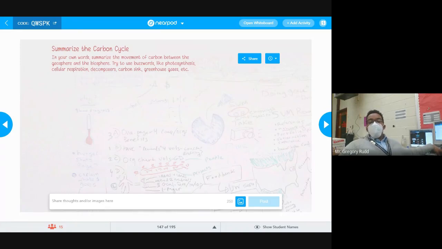Okay, this is another collaborate board. So what I want you all to do here, in your own words, summarize the carbon cycle. So summarize the movement of carbon between the geosphere and the biosphere. Bonus points if you can use buzzwords: photosynthesis, cellular respiration, decomposers, carbon sink, greenhouse gases, blah, blah, blah. So let's take 3 minutes to do this. And then we'll wrap up with a little bit of talk about the nitrogen cycle.